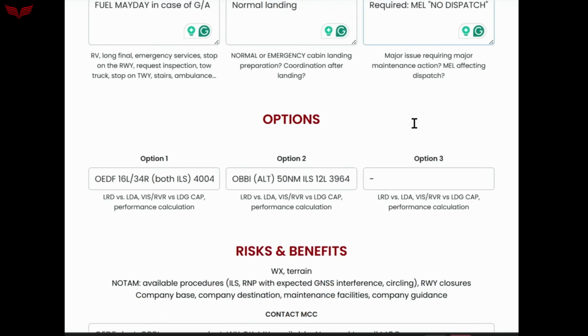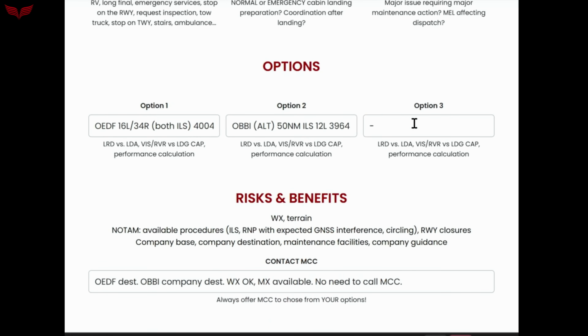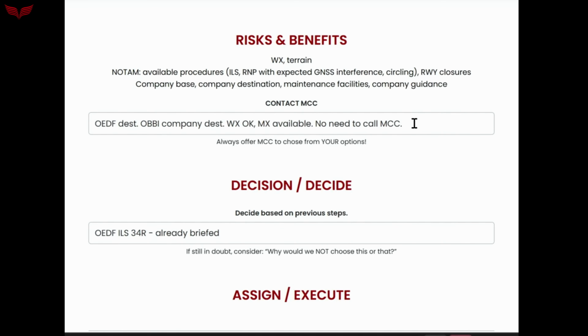Options. Dammam, 16 left, 34 right, ILS on both sides, 4,004 meters, parallel runway is closed by NOTAM. Option 2 is Bahrain, 12 left, 30 right, ILS on both sides, 3,964 meters. Risks and benefits. Dammam is destination, Bahrain is company destination, maintenance available at both, excellent weather. Any risks? No, not really.